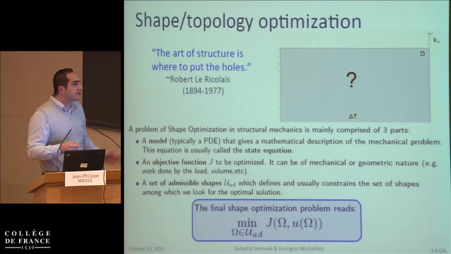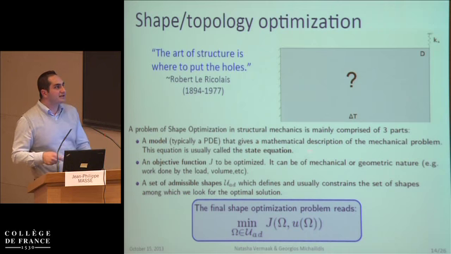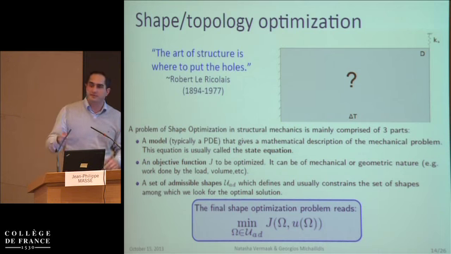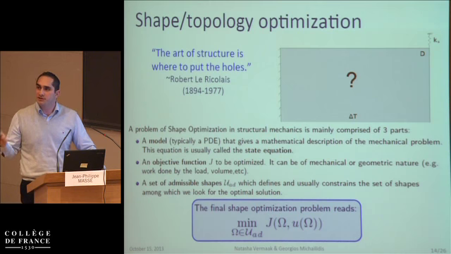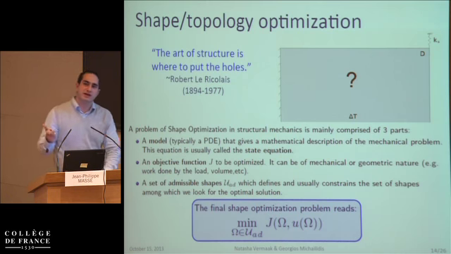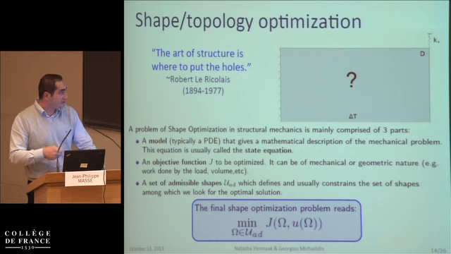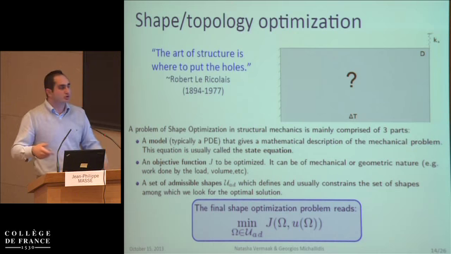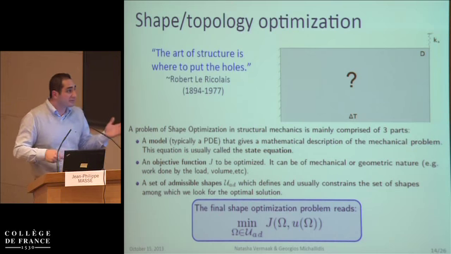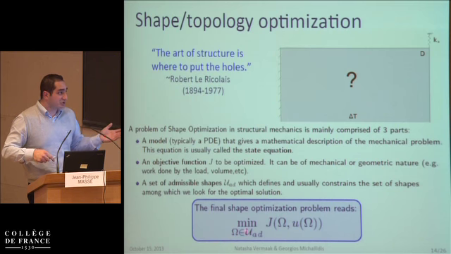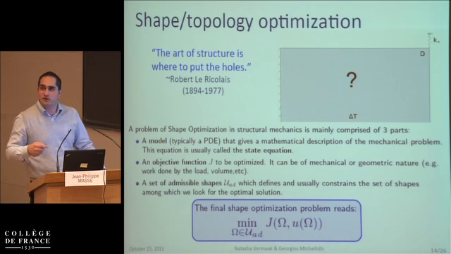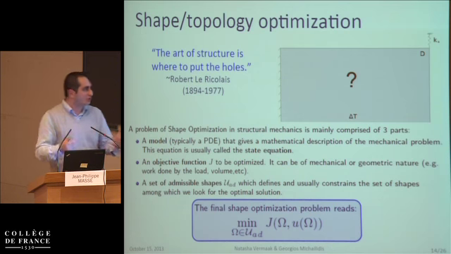So more specifically, for a problem of shape optimization, you mainly need three parts. You need a model, that is a partial differential equation, which gives a mathematical description of the mechanical problem at play. You need an objective function to be minimized, and you need a set of admissible shapes, which constrains the set of shapes in which we search for an optimal solution. So finally, a shape optimization problem reads: find the shape omega that belongs in an admissible set, which minimizes an objective function which depends on the shape and on the solution of the partial differential equation, which itself depends on the shape because it's posed in the shape.